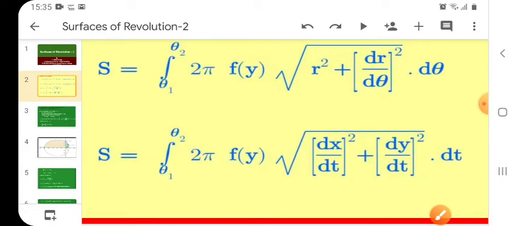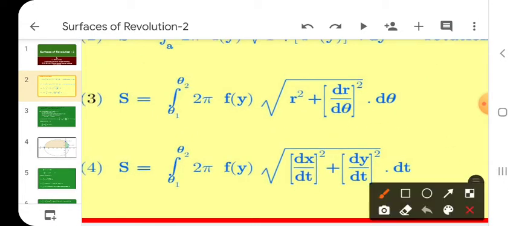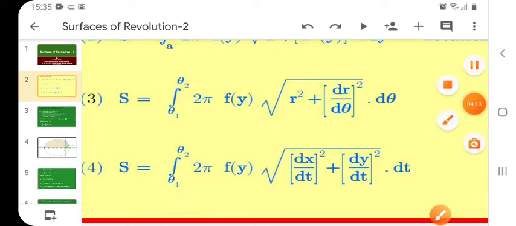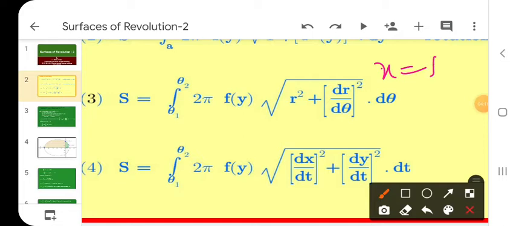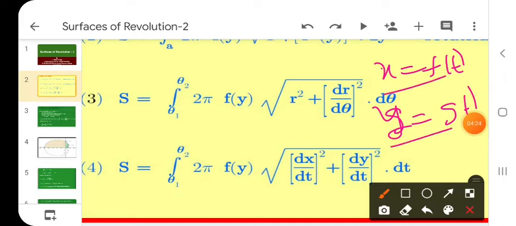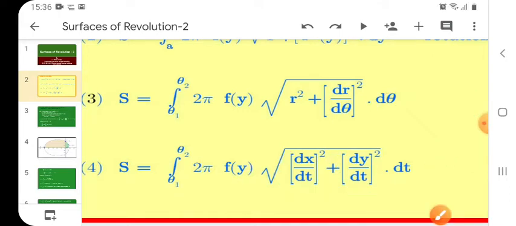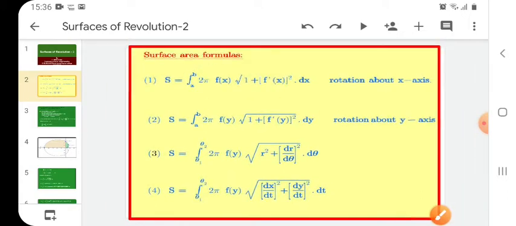Okay, and see here. If the given equation is in parametric form, it means x equals some f of t function and y equals some g of t function. So which formula do we have to use here? 2 pi f of y root dx by dt whole square plus dy by dt whole square into dt. Okay, these are the four formulas we use to find the surface area of a given solid.